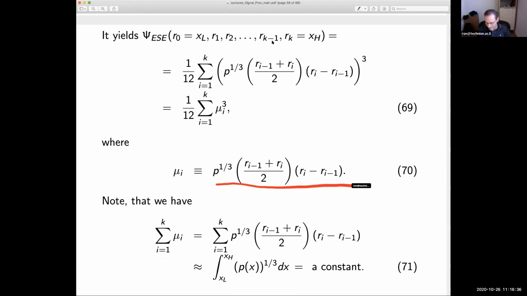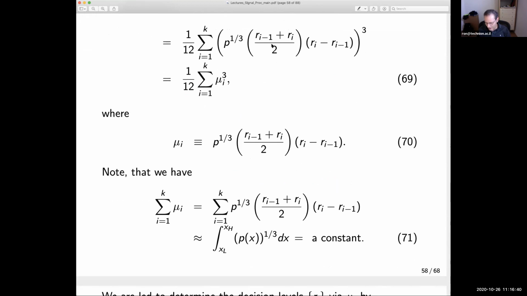Okay, what can we do with that? Let me just show you that mu_i has this special property, if I integrate over my mu_i. So let's see what is going on here. The difference between every two nearby splitting points can be regarded as the x, and this guy can be regarded as x in the middle. And what I do here is integrate over my probability to the power of 1 over 3. Now, since the probability is a given function, integrating over the probability is a constant. In fact, if I didn't have 1 over 3 here, I would get 1. But since I have the power of 1 over 3 here, I get another constant.